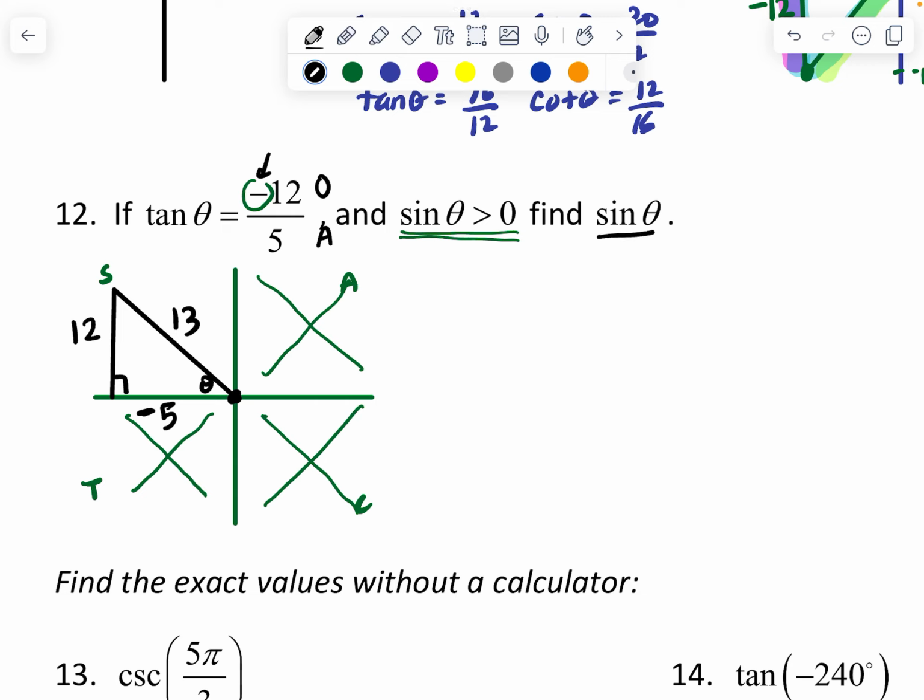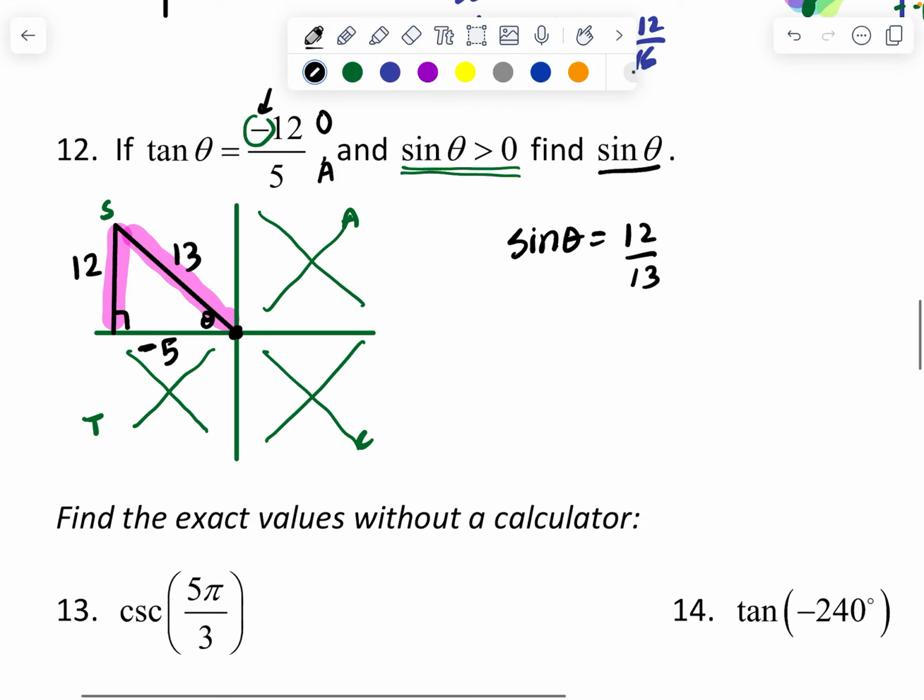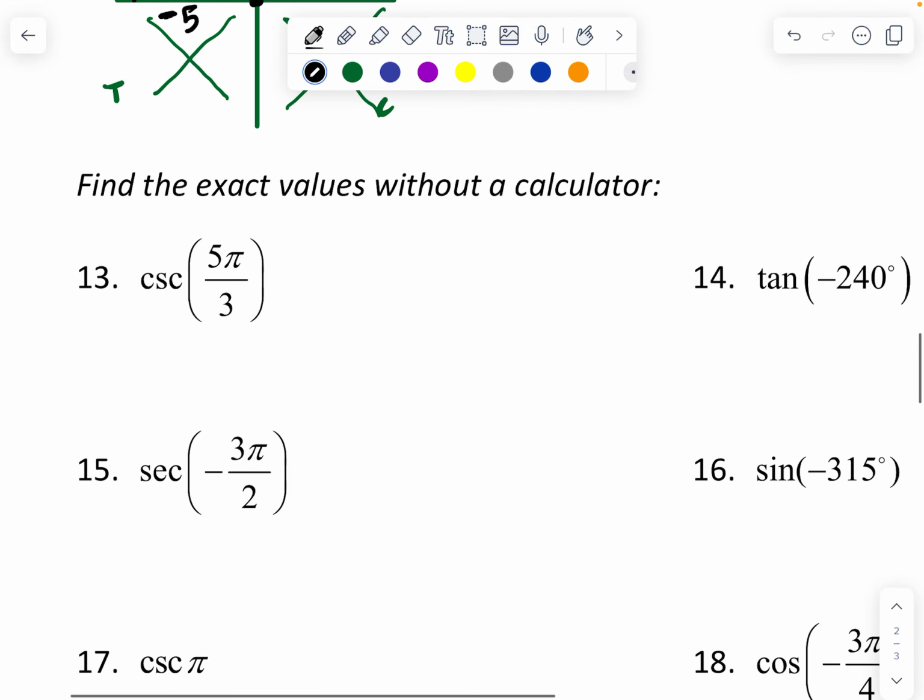Now it says find the sine of theta. Well, the sine of theta is opposite over hypotenuse, so it's going to be 12 over 13. All right. Now these guys, a little bit harder.